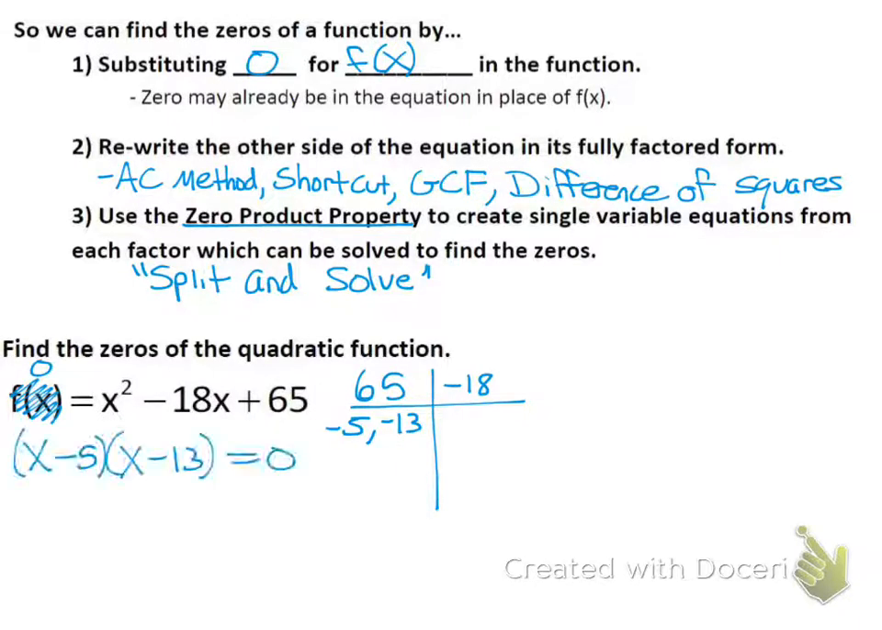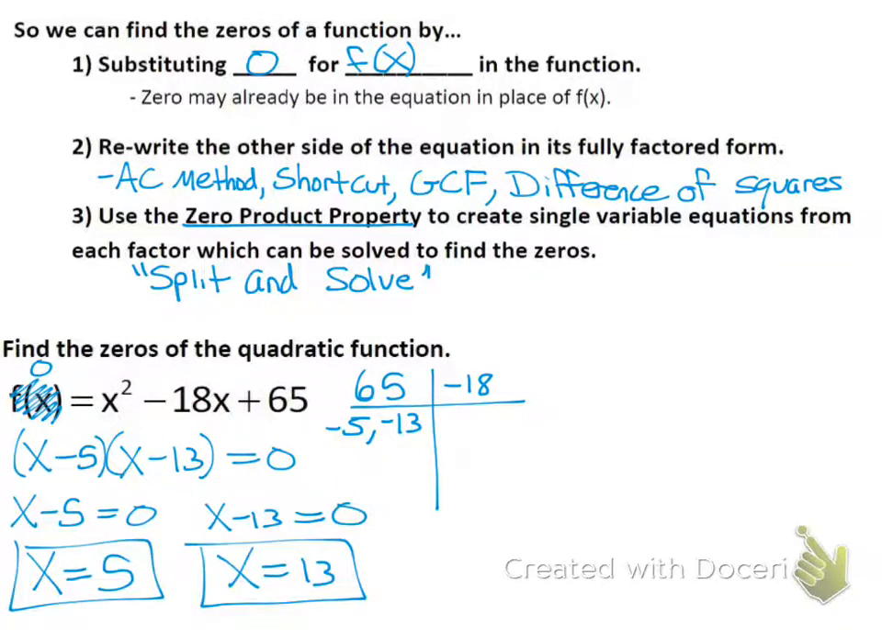Using the shortcut, we know that this problem factors out to be the quantity x minus 5 times the quantity x minus 13 equals 0. Don't lose that 0. Now we're on step 3, and that's the split and solve stage. So we're going to split this into two separate equations. x minus 5 equals 0 and x minus 13 equals 0. Solving them, you get x equals 5 and x equals 13. It's as simple as that.